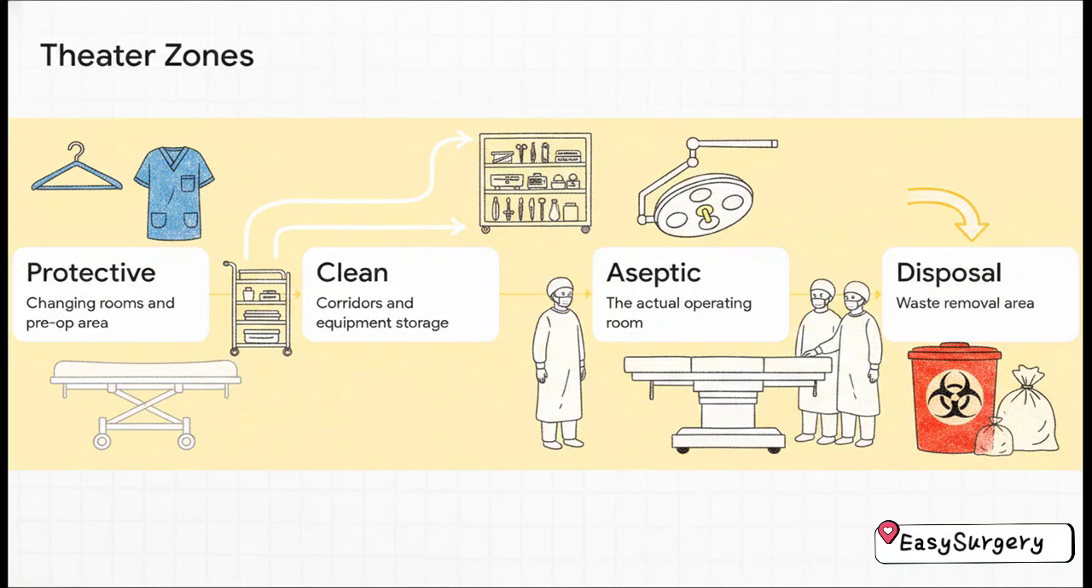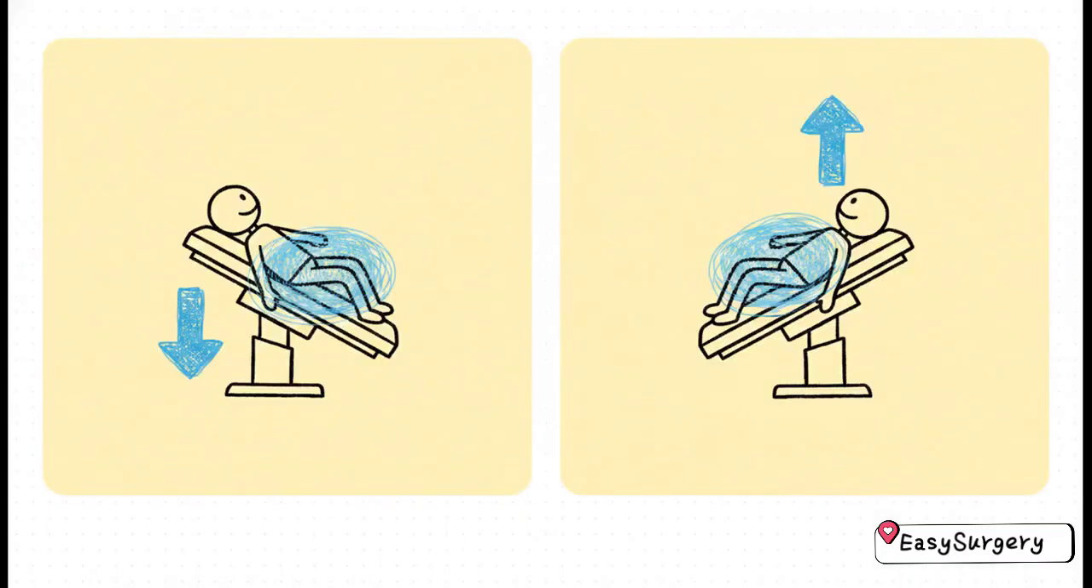This includes the connecting corridors and, crucially, the equipment storage rooms. From there, you finally cross into the aseptic zone, which is the actual sterile operating theater. And any waste generated goes straight out through a totally separate disposal zone to avoid any cross-contamination. Once inside that sterile aseptic zone, how you position the patient on the table is everything.